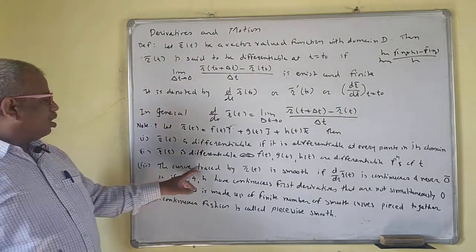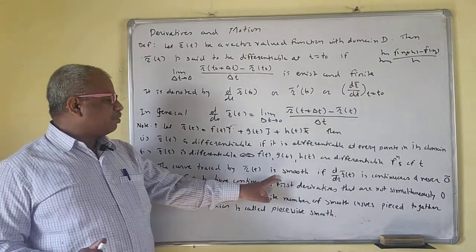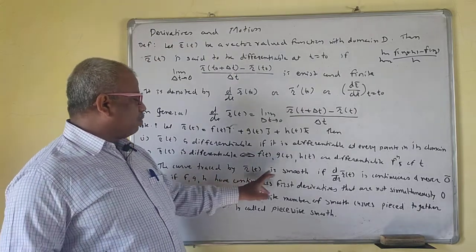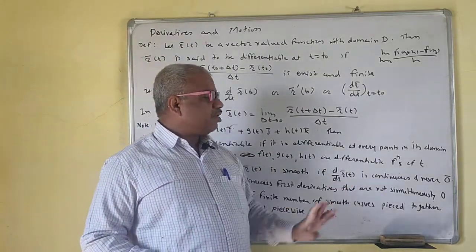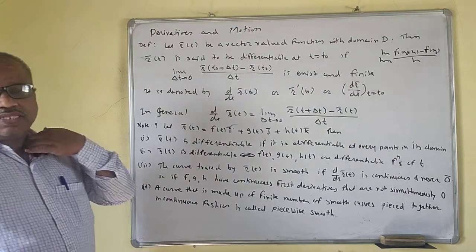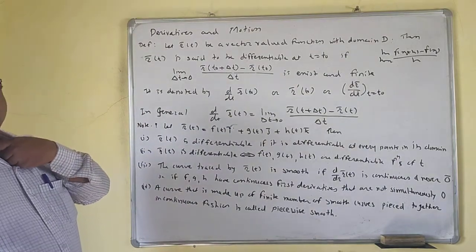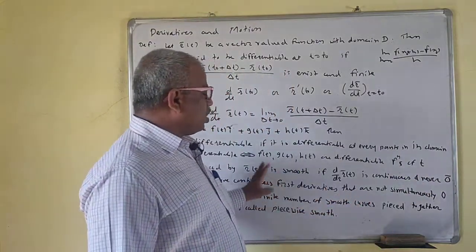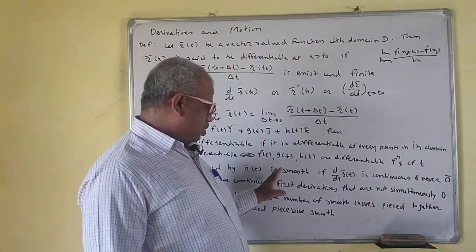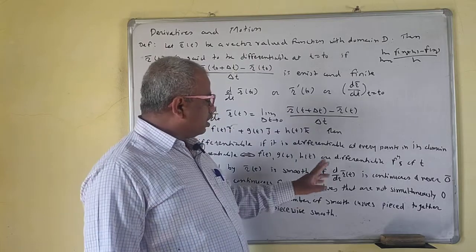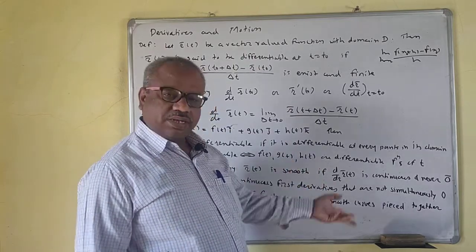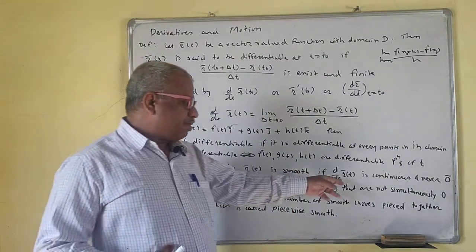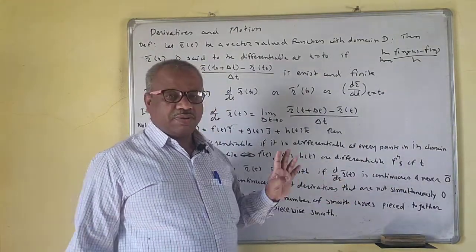Now, the curve traced by r bar of t is smooth if its derivative is continuous and never the zero vector. That means it is differentiable one time and the derivative is continuous, that is, continuously differentiable, and the derivative is never 0 bar.